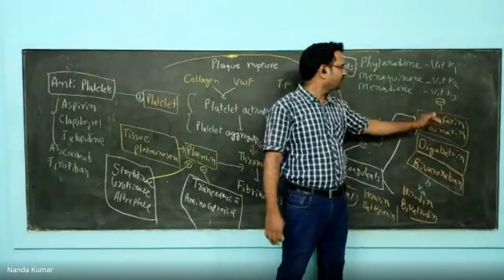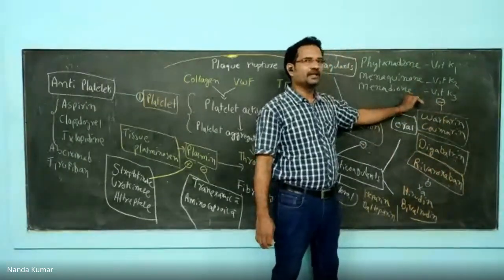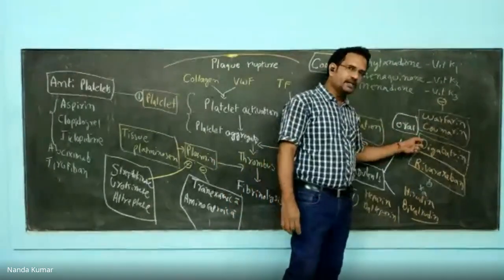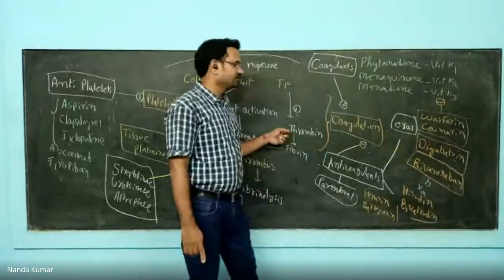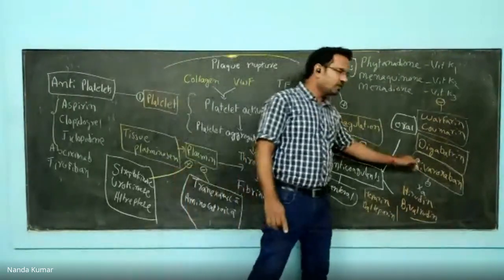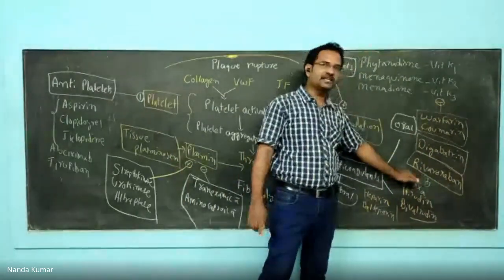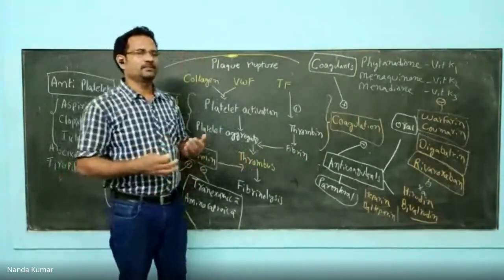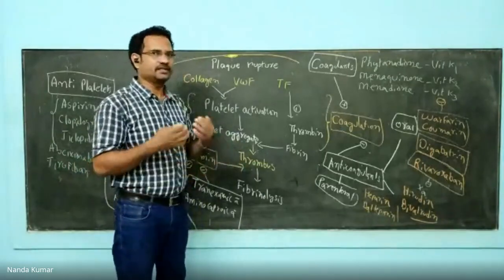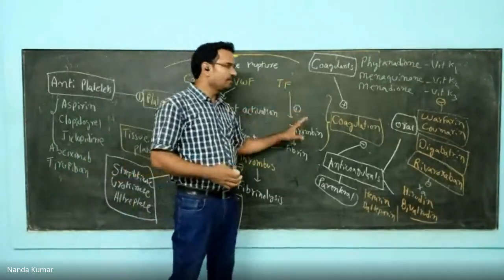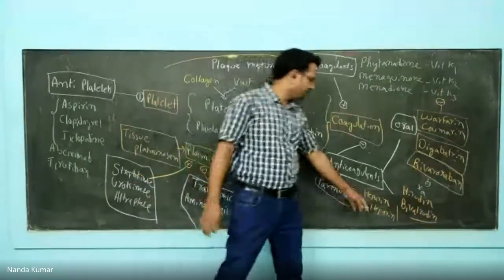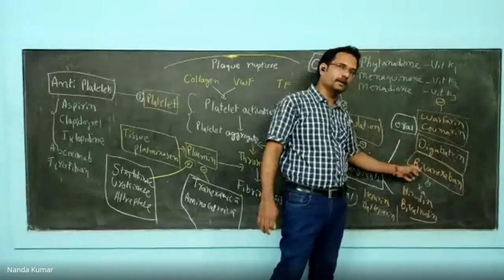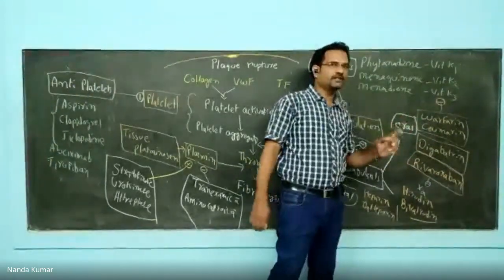Warfarin and coumarin derivatives, both of them will inactivate vitamin K. If vitamin K is inactivated, coagulation will not take place. Whereas dabigatran inhibits thrombin. Rivaroxaban inhibits factor 10A. Factor 10A is known as Stuart-Prower factor. It is an enzyme, a serine endopeptidase. All these coagulating mediators get activated with the help of factor 10A. Now, factor 10A is inhibited by rivaroxaban. All these are oral agents.